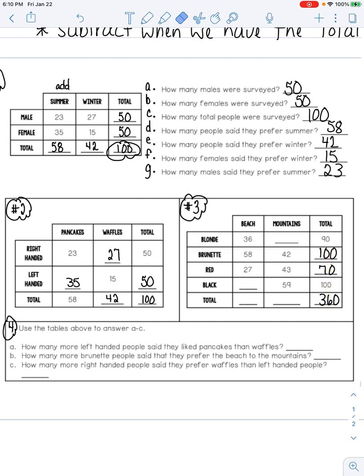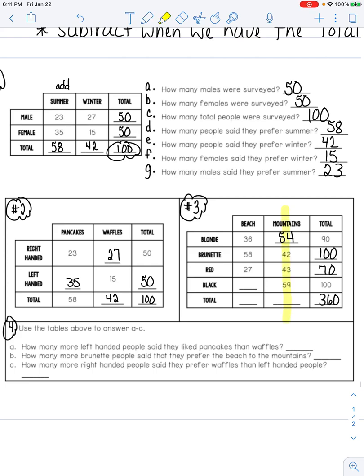So let's make sure we fill in all of our boxes. Oh, okay, right here for blonde, I notice I have the total and 36, so I can subtract there. Subtract 90 minus 36 gives us 54. I'm going to erase that so I can fill it in. So again, 90 minus 36 gave us 54. Oh, here's one where I can add.